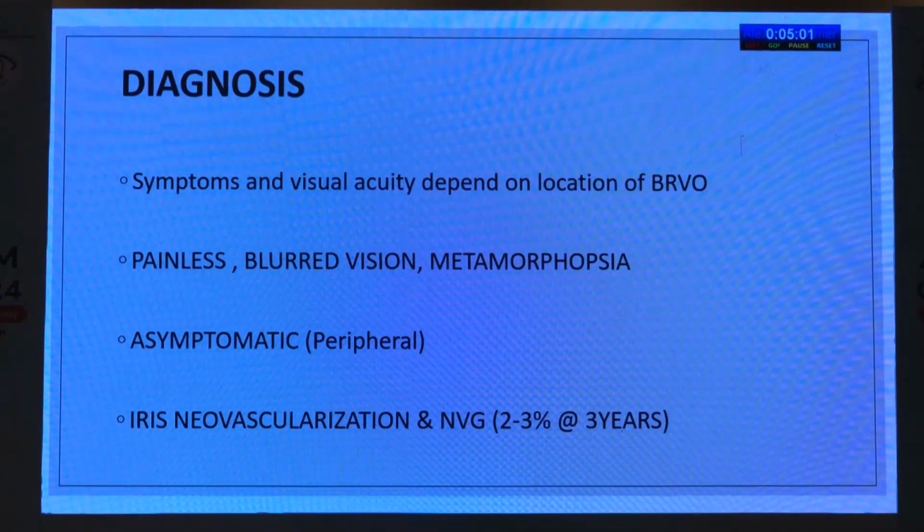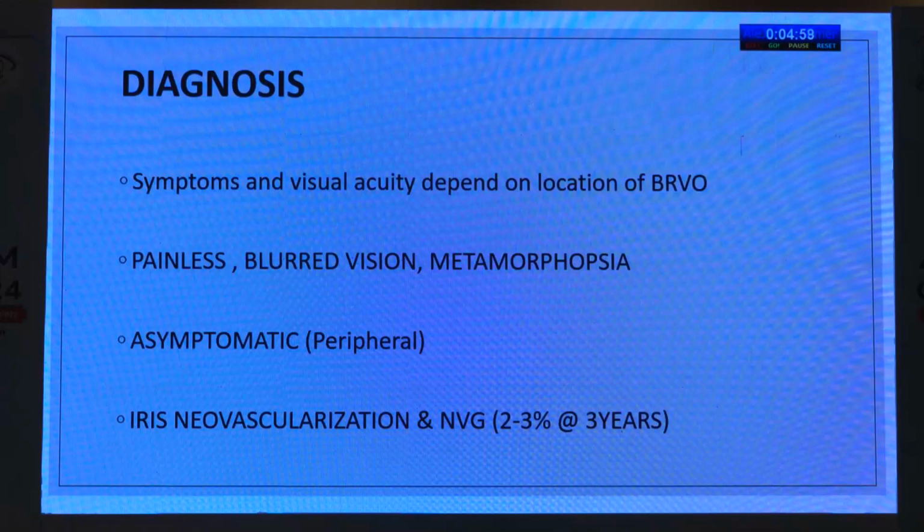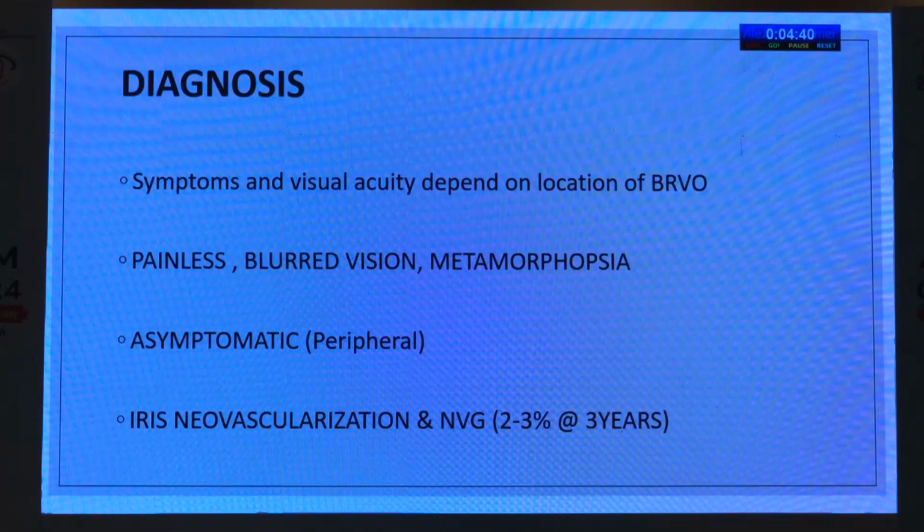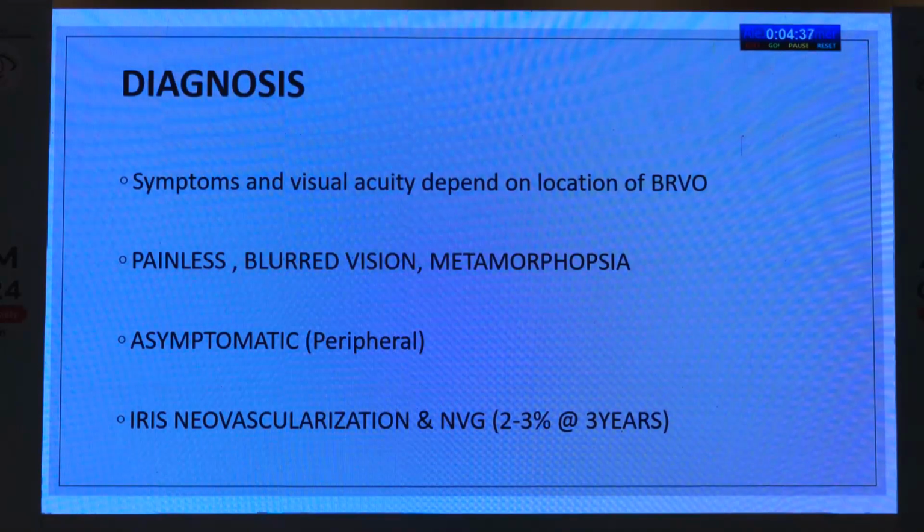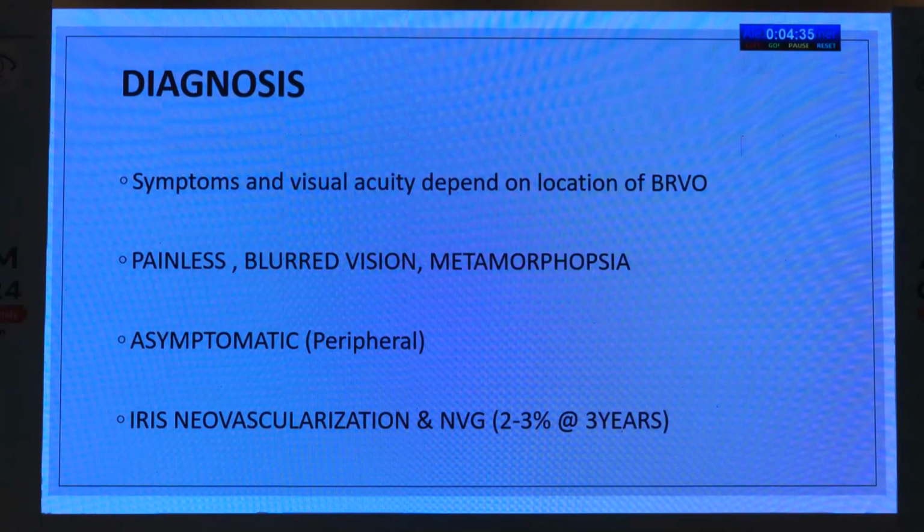So the diagnosis is mainly when the patient complains of symptoms, and the symptoms depend on the location of the vein occlusion. If it is far away in the periphery, the patient might not describe any problems. But if it's involving the macular region, it is a painless blurred vision, often accompanied by metamorphopsia, and iris neovascularization and neovascular glaucoma are also seen in 2 to 3% of cases at 3 years.